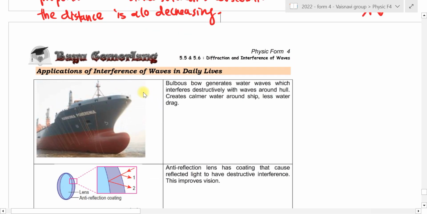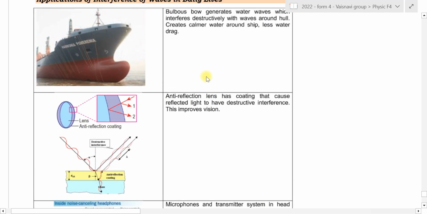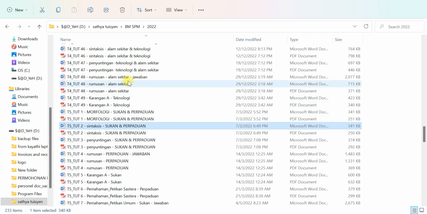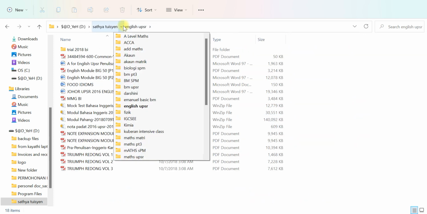These are some of the application of interference of wave that we use in our daily life. Dah faham yang ni? Dah. Okay. Then let's move on to today's topic. Today's I post one, the final subtopic.